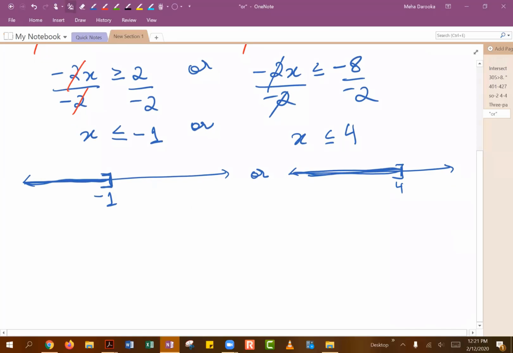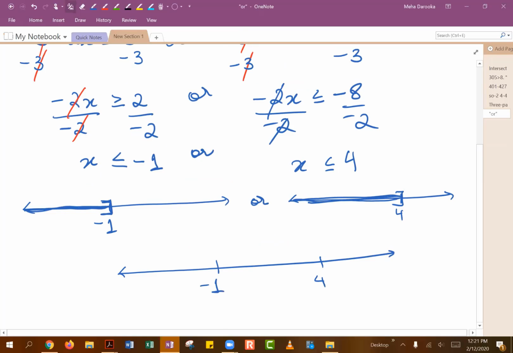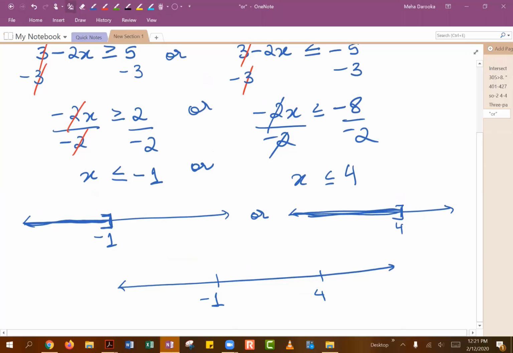Okay, so if we combine this together, I've got -1, I've got +4. Did I not change my direction? I didn't, did I? Because we divided by -2. That doesn't seem right. Yeah, that does not seem right at all.